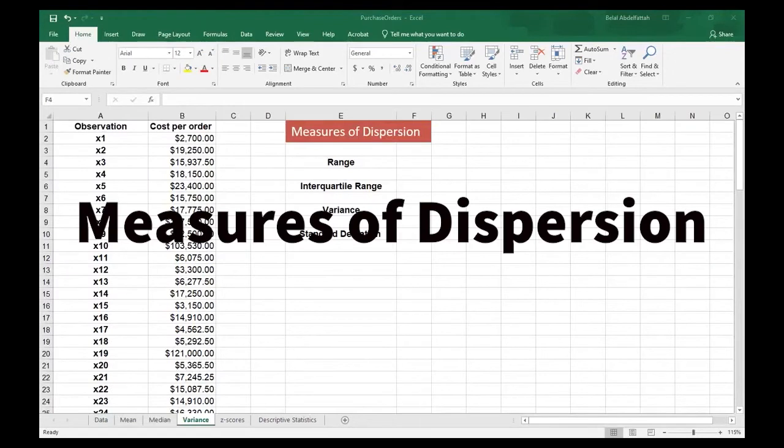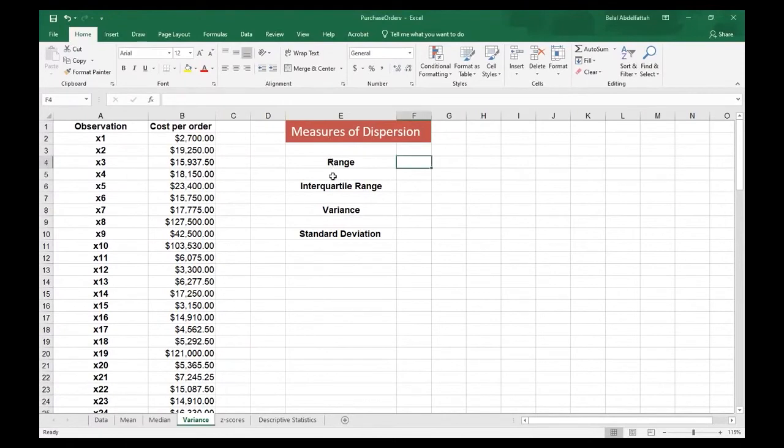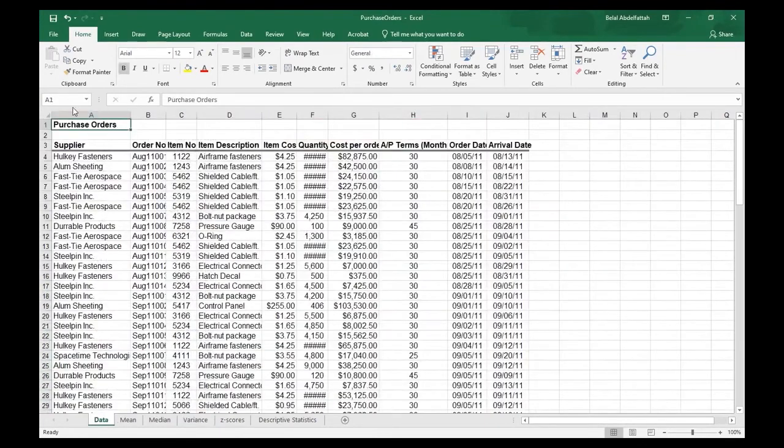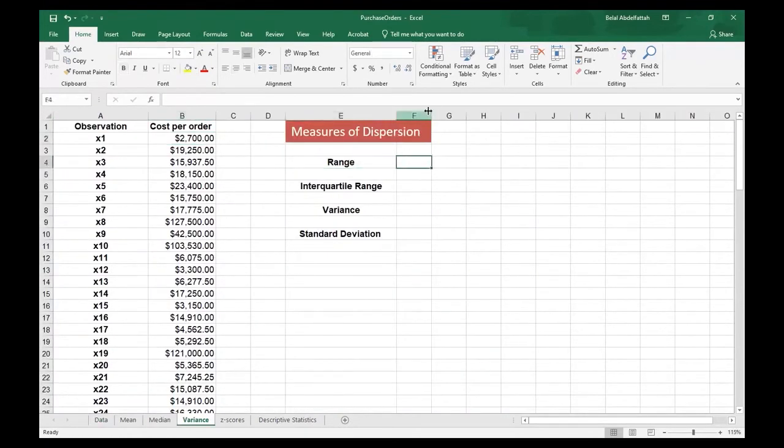So there are four measures of dispersion that I'll be talking about in this video. So I have the range, interquartile range, variance, and standard deviation. When we're looking at the cost per order, and this is based off of the data set related to purchase orders, and I'm focusing on column G, the range is taking a look at all of the cost per order values, and it's paying attention to the minimum value, so the minimum cost per order, and then the maximum cost per order. And it's taking the difference between those two.